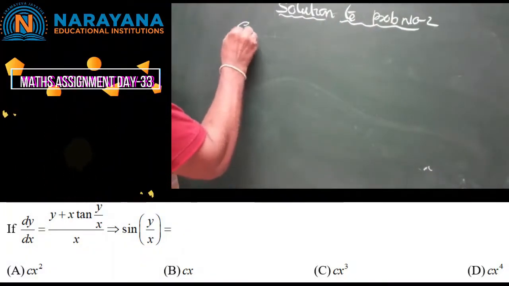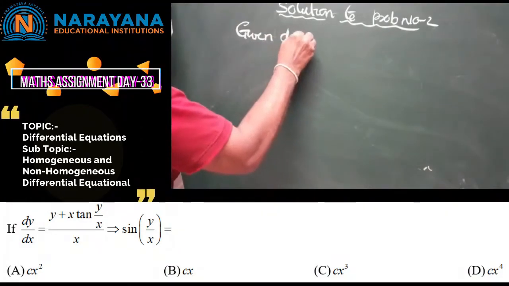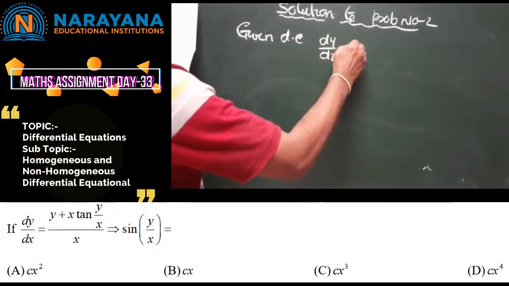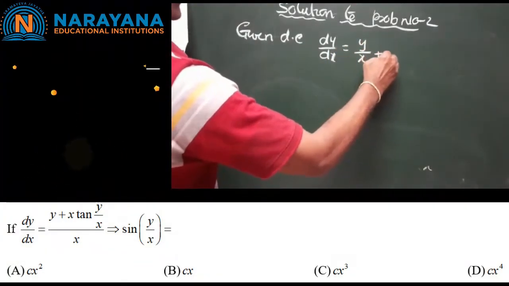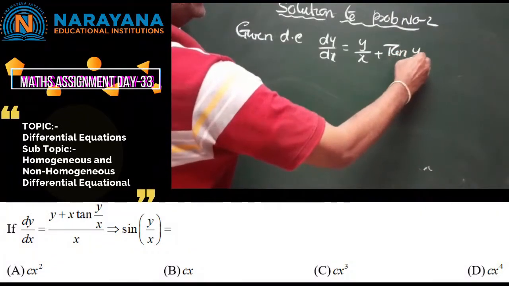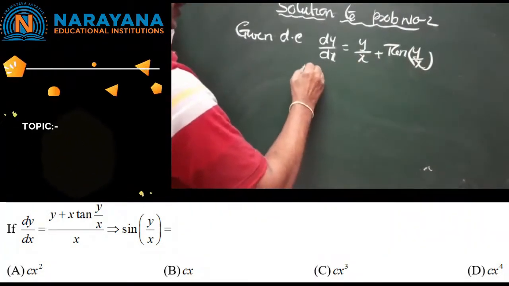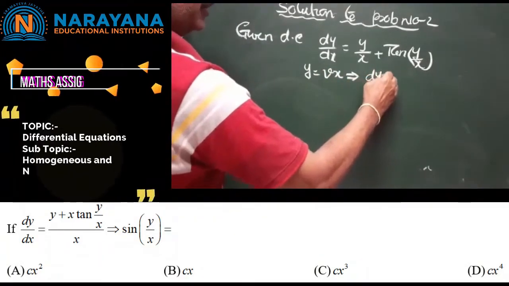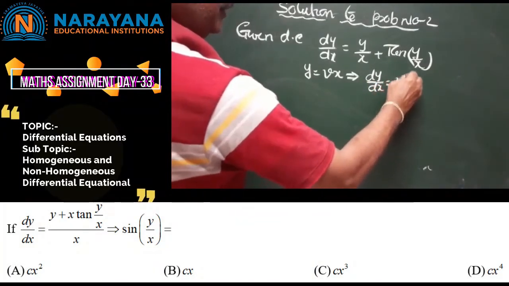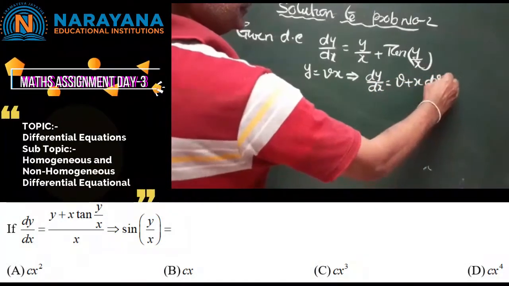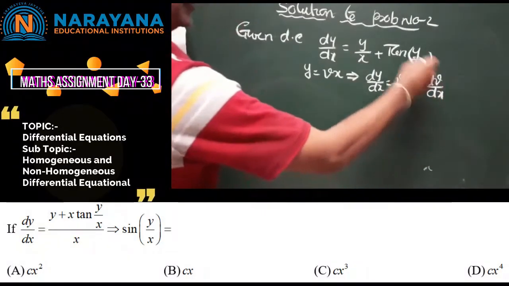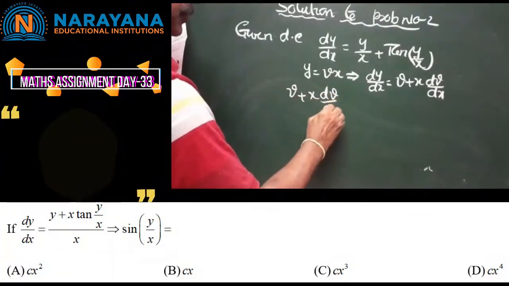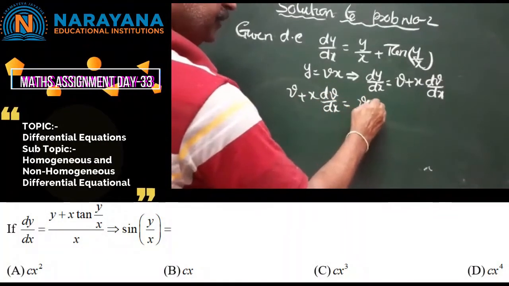Now, the given differential equation is dy by dx is equal to y by x plus tan y by x. So we take y equal to vx. If I take y equal to vx, obviously we should get dy by dx equal to v plus x dv by dx. And if I substitute this and that, you get v plus x dv by dx equal to v plus tan v.